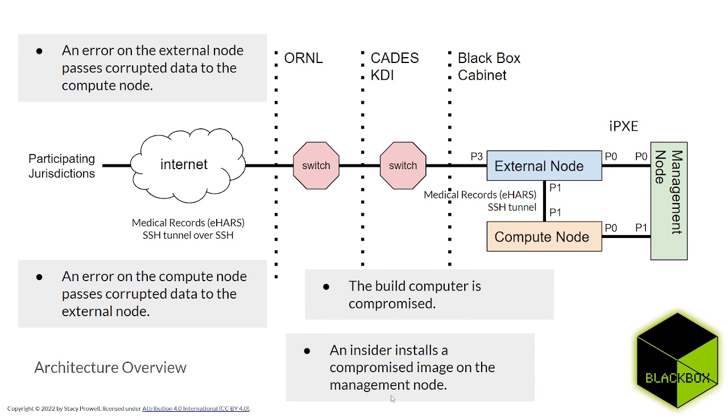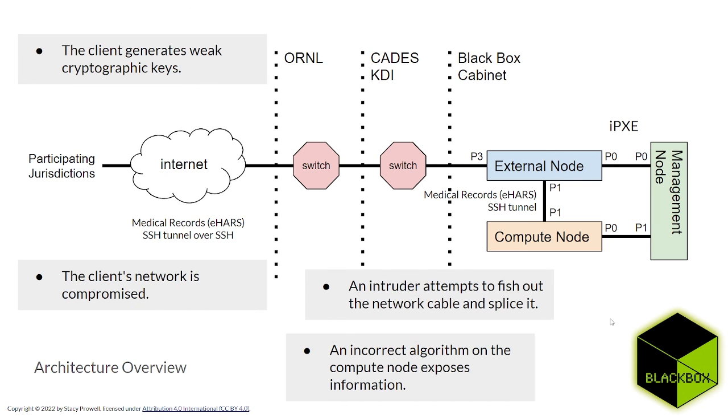An insider installs a compromised image on the management node. How do you deal with that? Well, there is checking of the images on the management node thanks to the two-person rule and checking the hashes. Client generates weak cryptographic keys. Well, we actually specify how they're going to do it, and the client software does it for them. And our stuff will only accept certain strength of cryptographic key.